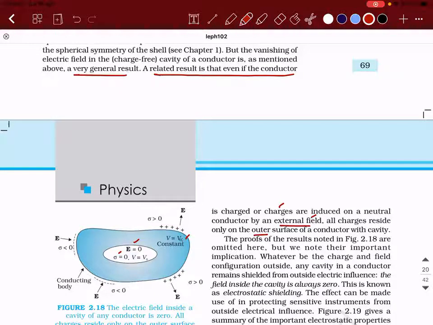So this is all about the electrostatics of a conductor. Electrostatic potential is C. It is still a constant. So within the conductor, whether you have a cavity or not, electrostatic potential is always a constant. But the electrostatic field and charge inside are always zero. Look at this whole shape: E is 0, sigma is 0, but V is equal to V. That is the meaning of it.